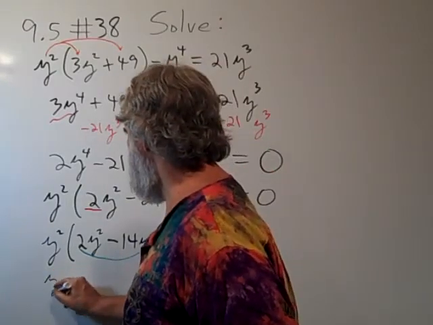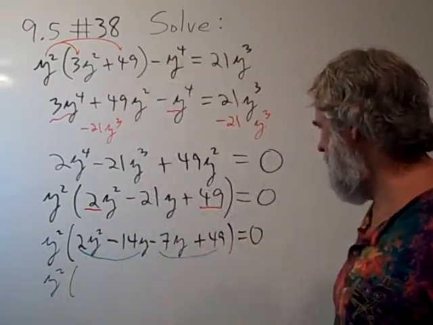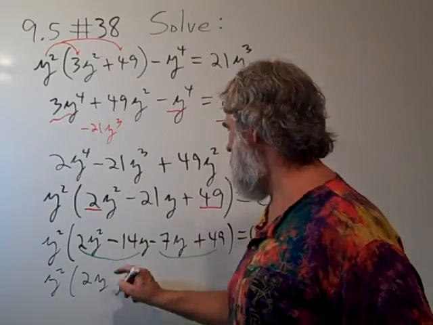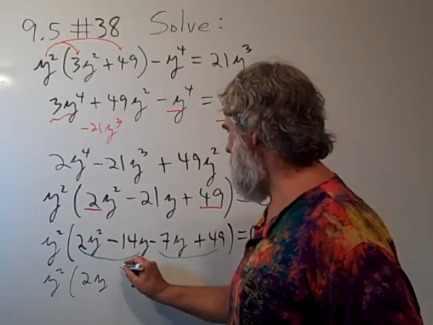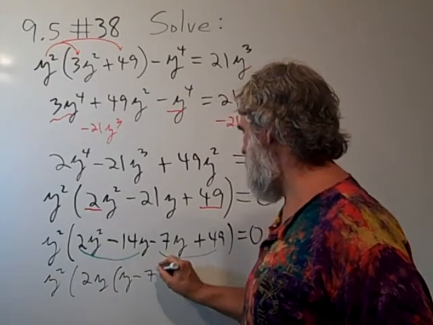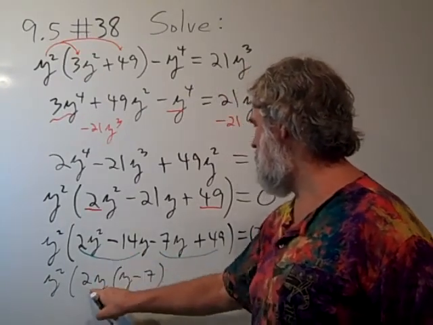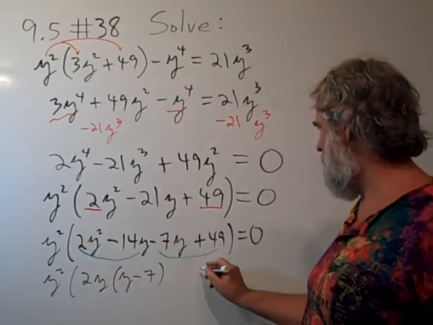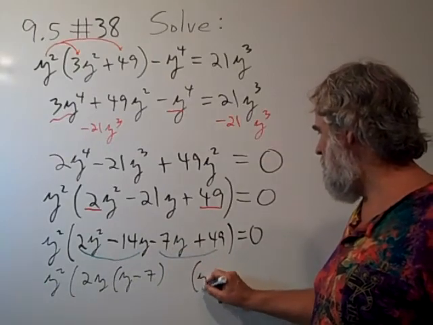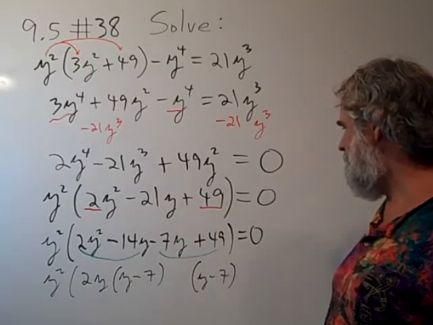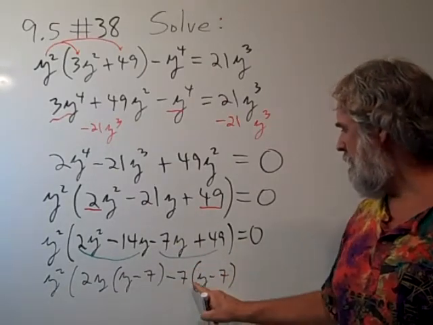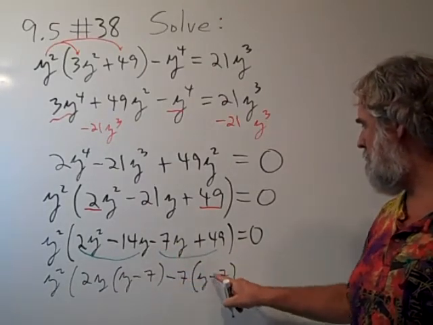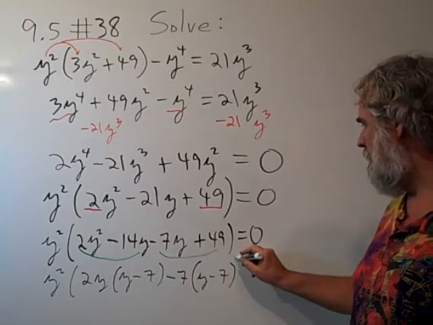So we have a y squared out here going along for the ride. 2y can be factored out of here. And what's left is y minus 7, because 2y times y is 2y squared, and 2y times minus 7 is minus 14y. Then you know that there's a y minus 7 over here as well. What had to be factored out must then be negative 7. Negative 7y is negative 7y. Negative 7 times negative 7 is positive 49.